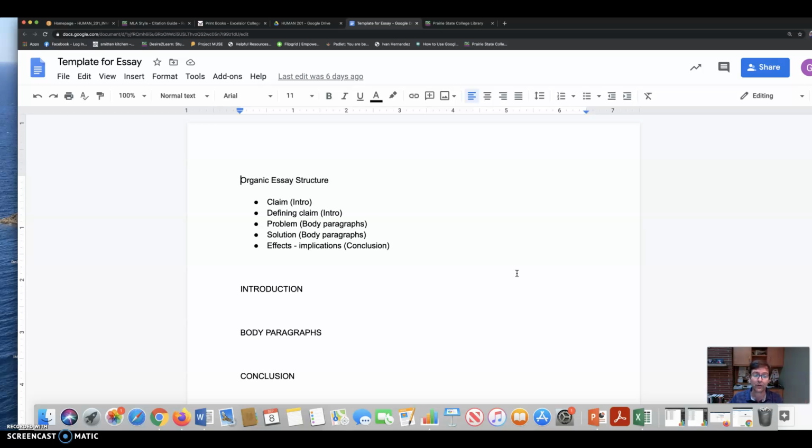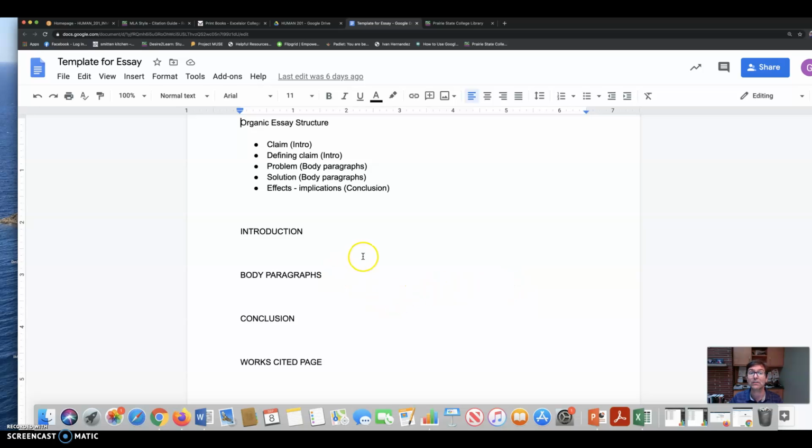Okay, and so I've broken that down here. We can talk about that more tomorrow. Sort of what do you look for in a good introduction? What do you look for in the first body paragraph or in the body paragraphs of an essay? How do you hold it together? How do you maintain the sort of organic structure of the essay? And then sort of what are we looking for in a conclusion? But here I want to focus on the works cited page.